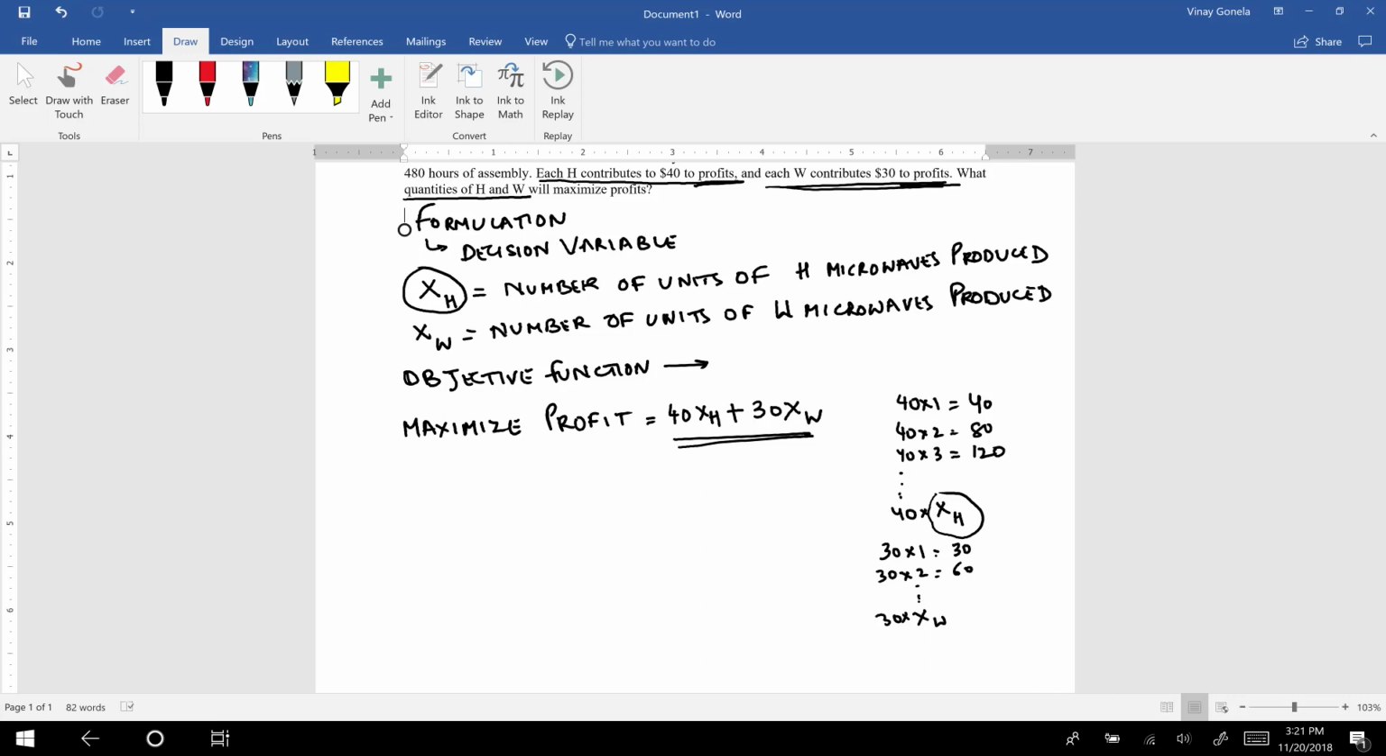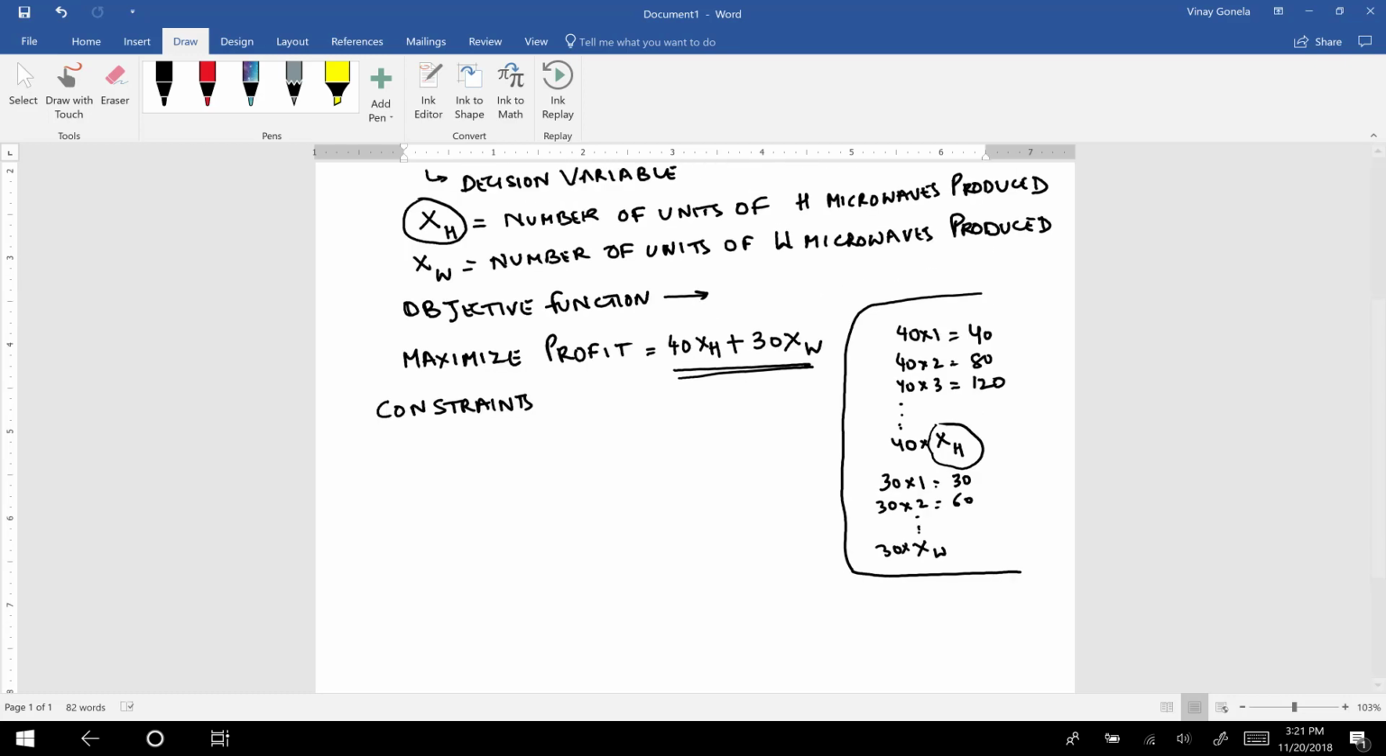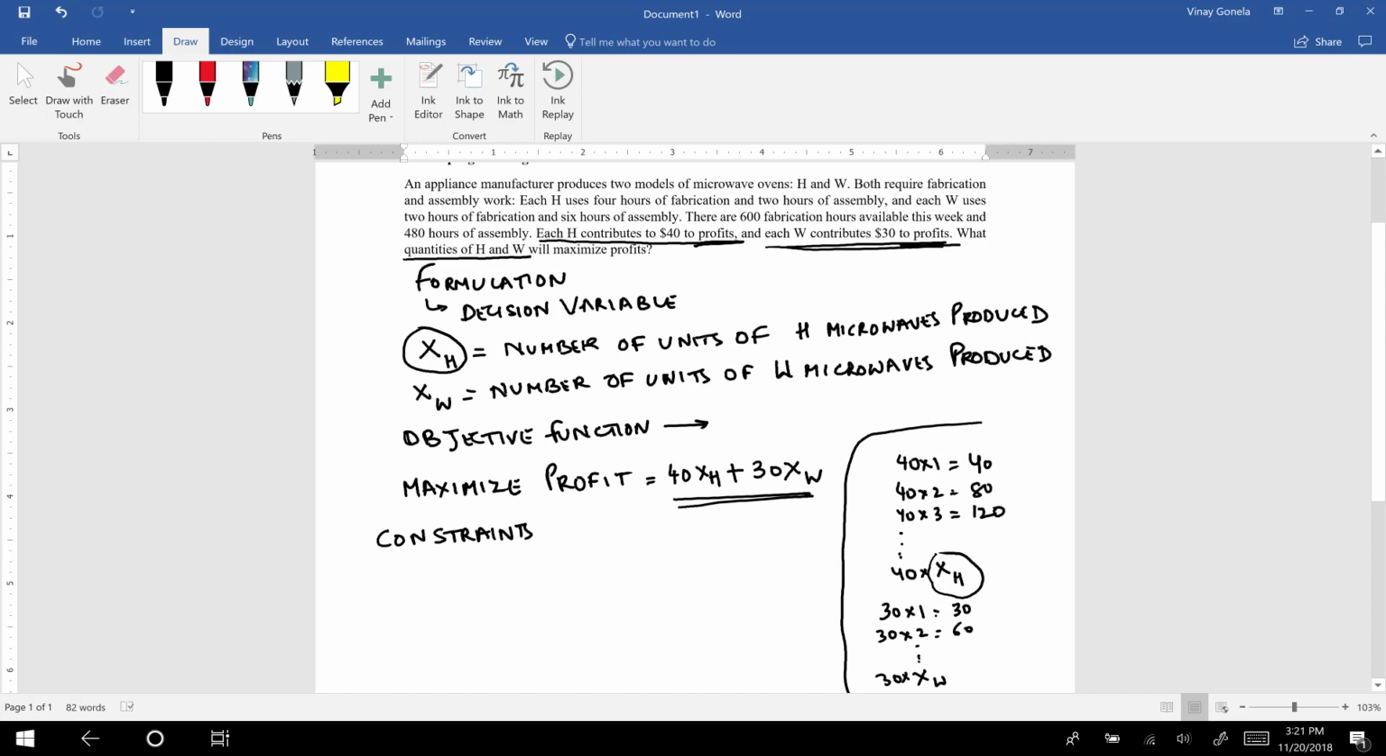So the next thing is we said we have to define our constraints. So to define our constraints, our question says, these are limitations to our resources available. Our question says there are 600 fabrication hours available and 480 hours of assembly available. So that is what we have.